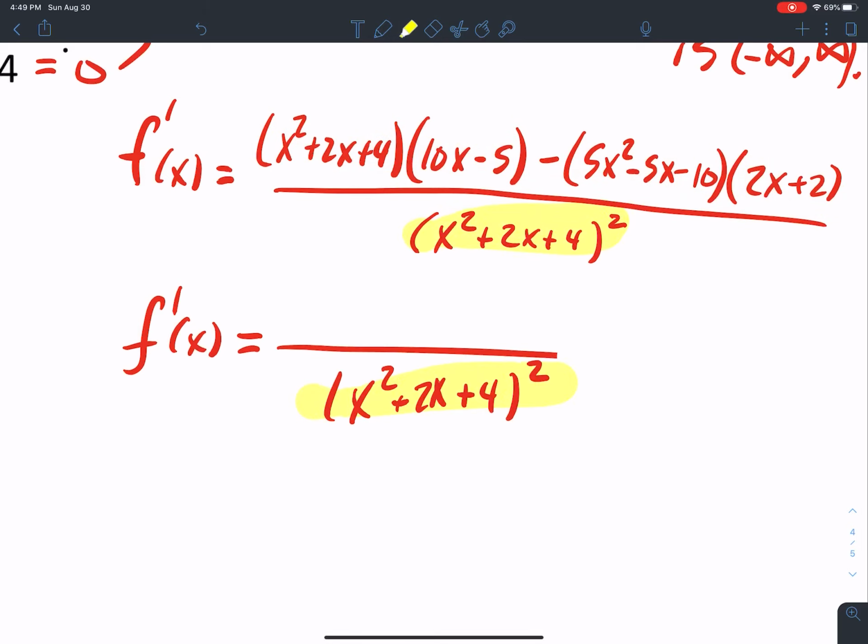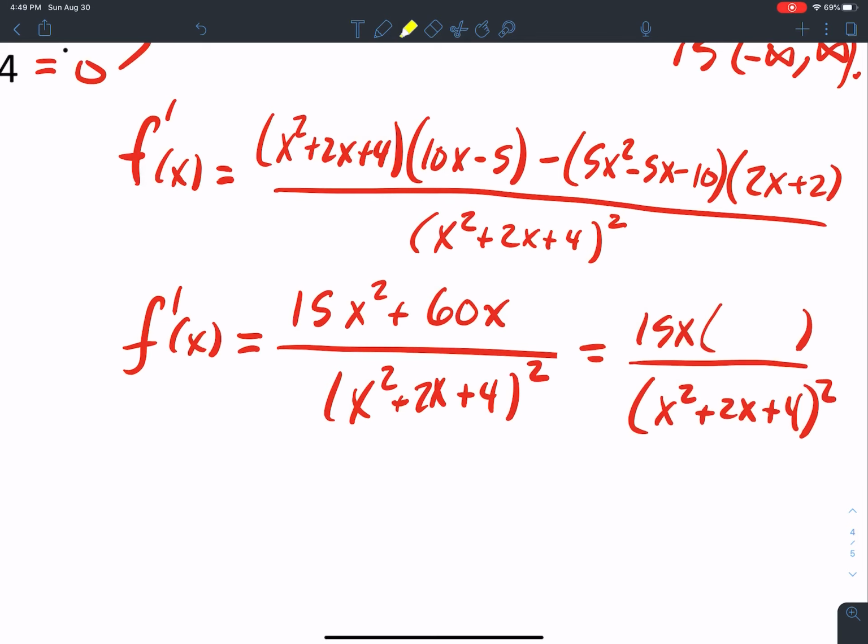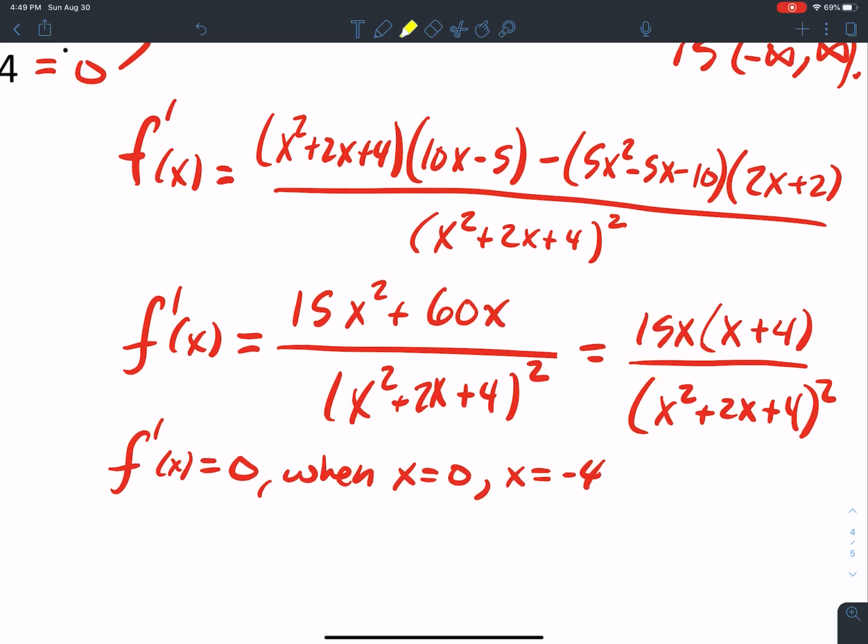Denominator stays the same. In the numerator, you should get 15x squared plus 60x. Like I said, a lot of algebra, but it's definitely doable. I'm going to factor a 15x out of each term, and that's going to leave me x plus 4. Now, for a fraction to be equal to 0, the numerator has to be equal to 0. The only way the numerator is equal to 0 is if x equals 0 or x equals negative 4. So those are my solutions when I set the numerator equal to 0.